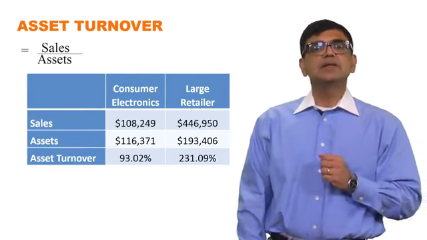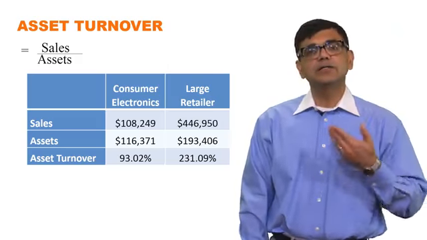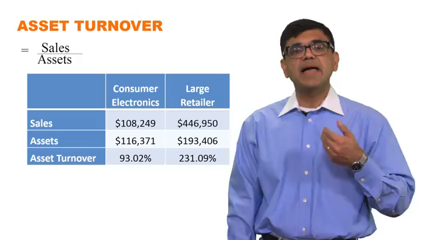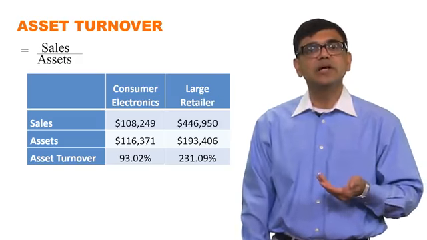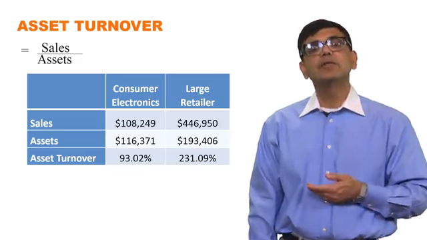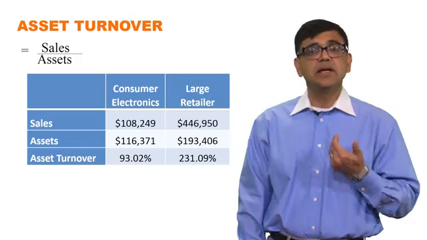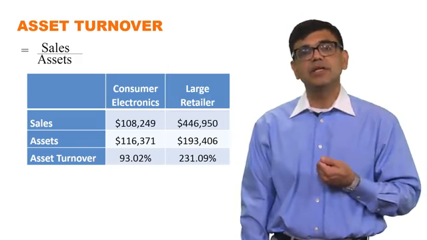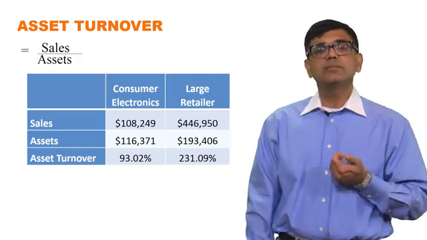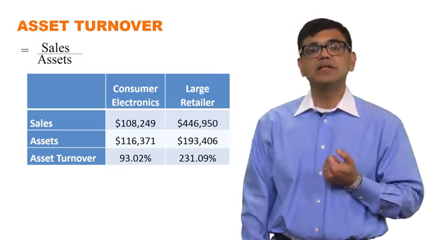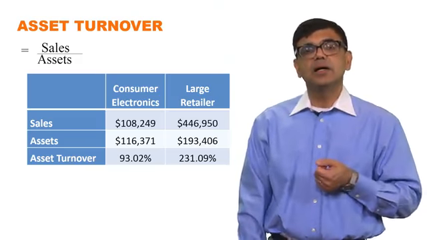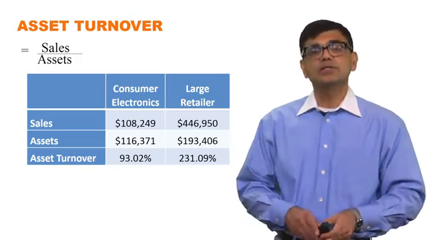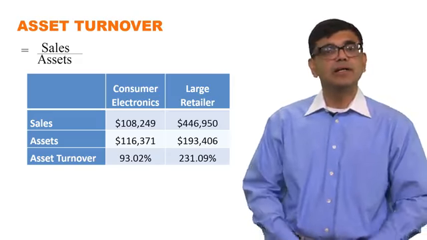Next, we had the asset turnover. So how quickly do they turn over? How quickly do they use the assets in order to generate sales? And we had sales for the consumer electronics company and the large retailer. Just from that row, you can see that the large retailer had a much larger amount of sales. The asset base used by the consumer electronics company was large in comparison to its sales. The large retailer had a larger asset base, but had quite substantially larger sales as well. So the asset turnover turned out to be very much higher for the large retailer.